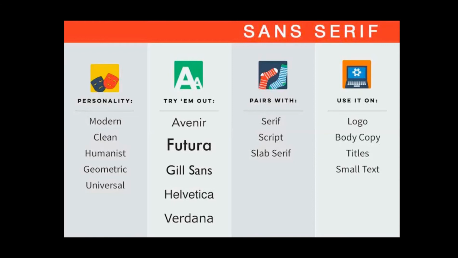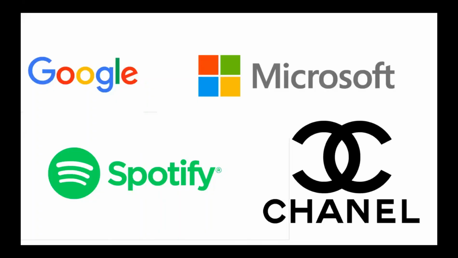Next we have some very familiar logos where you can see that they have used sans serif. This scientifically depicts a little bit of reliance on people and assurance, basically. You can see that Google, Microsoft, Spotify, and Chanel all use this kind of font to show people that they're trustworthy.